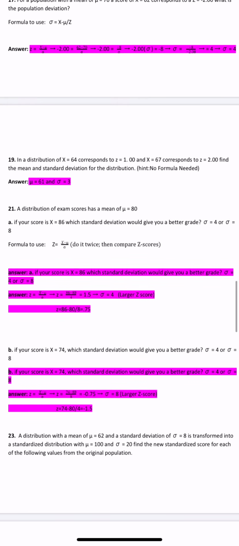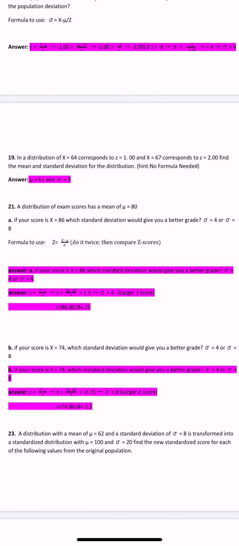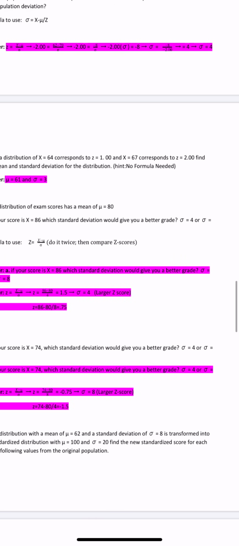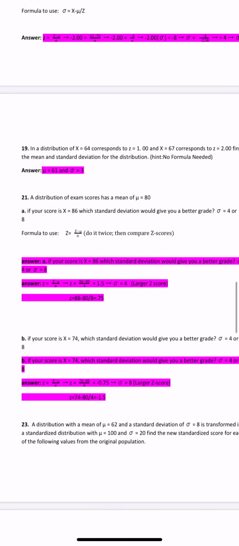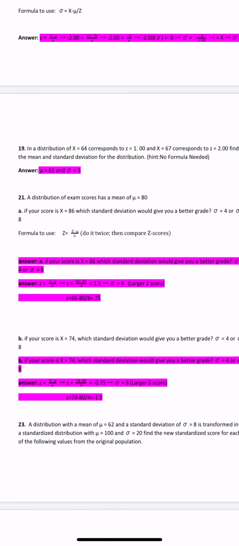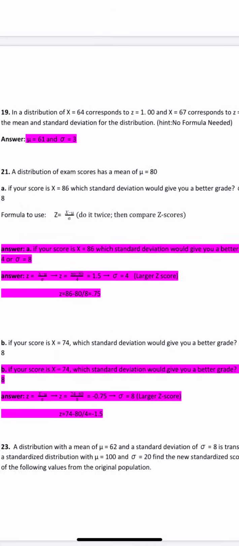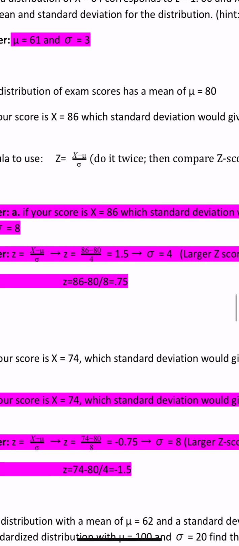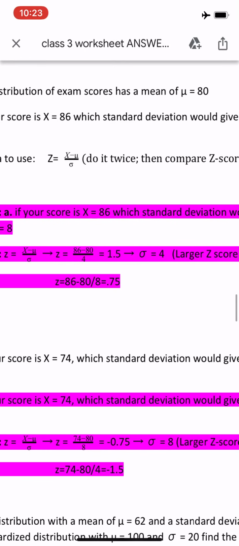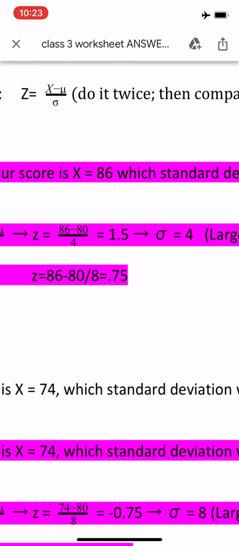All right, a distribution of exam scores has a mu of 80. If you score x equals 86, which standard deviation will give you a better grade? Standard deviation of 4 or a standard deviation of 8? So here you're going to do it twice using both standard deviations and see what z-score you get. You do 86 minus 80 divided by 4 equals a z of 1.5. And then you do 86 minus 80 divided by 8 equals 0.75.